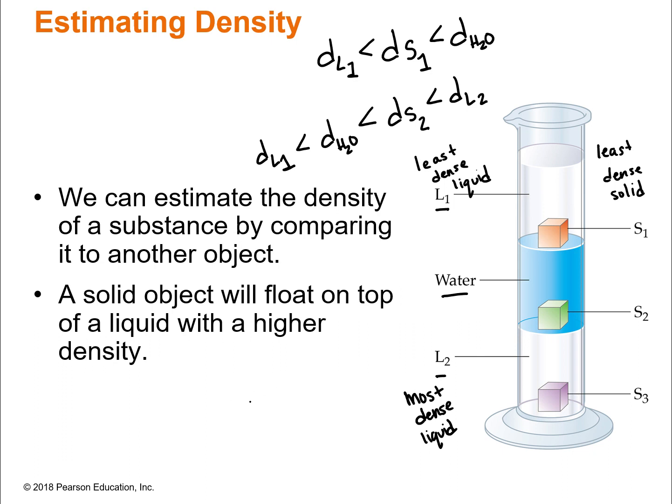Now we've got the density of S3. It is sitting on the bottom of the graduated cylinder. That means it is the most dense. So L2 is less dense. Water is less dense. L1 is less dense. I didn't put all the solids in there, but everything is less dense than S3. We'll do another practice like this in class, just to make sure that you get it.